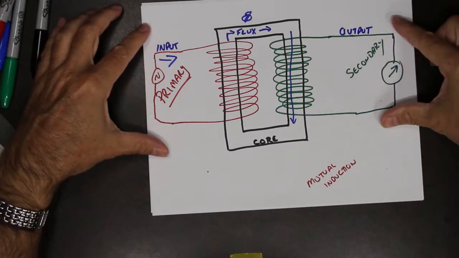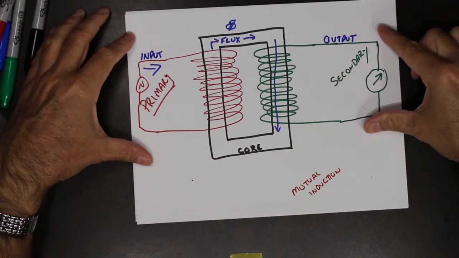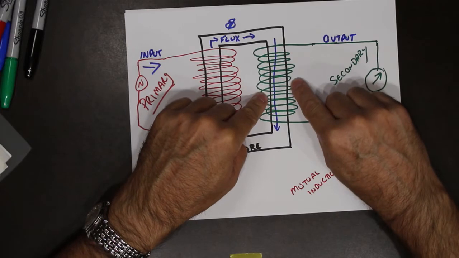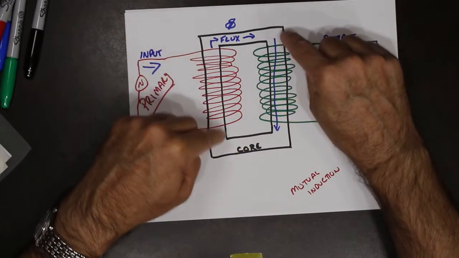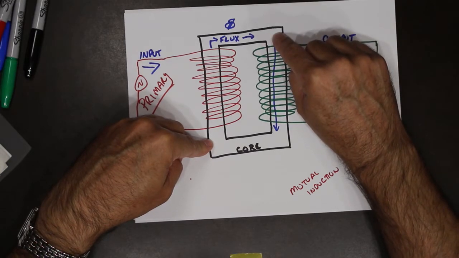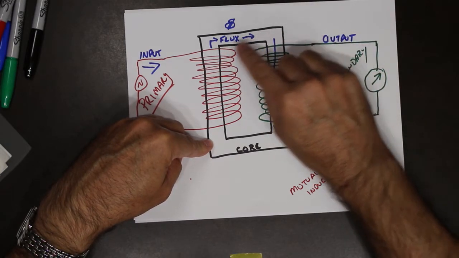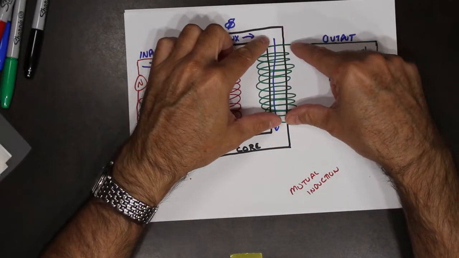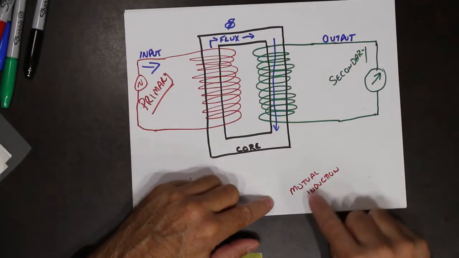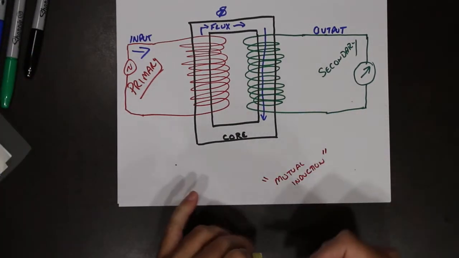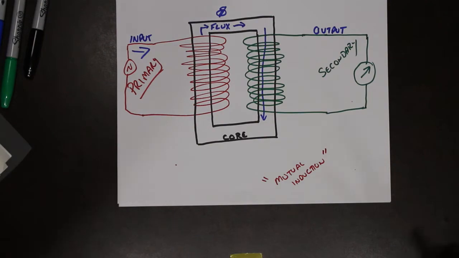So again, three main parts of the transformer. We have a primary and we have a secondary, and the two of them are linked together by this core, and the job of the core is to direct the magnetic field, or the flux, from one into the other. Something based on what's known as mutual induction.